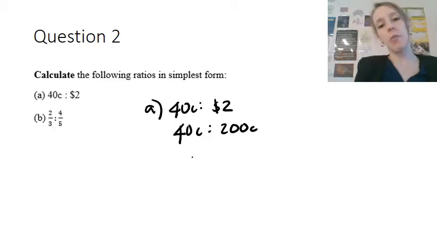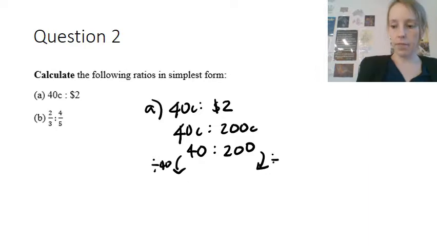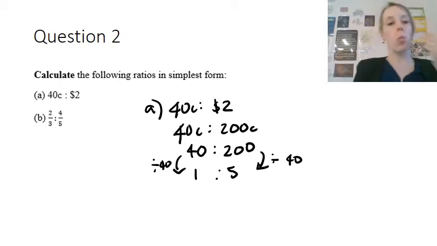Then because they're the same units, I no longer need the units, so I can write 40 is to 200. Again, I have to divide by their highest common factor, which is 40. 40 divided by 40 is 1. 200 divided by 40 is 5. So my ratio is 1 is to 5.